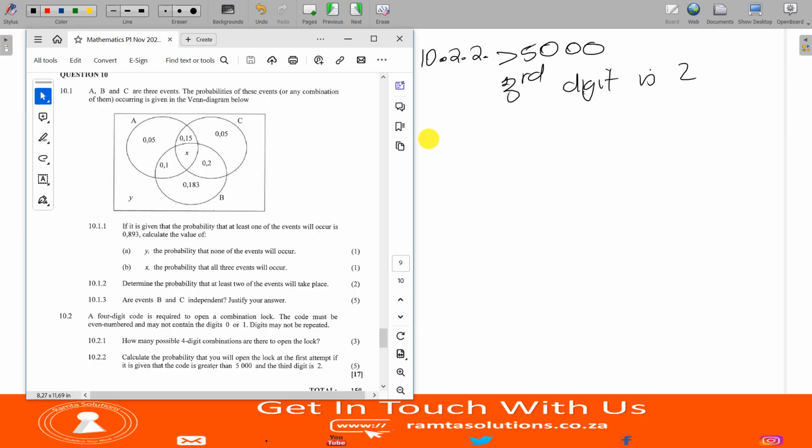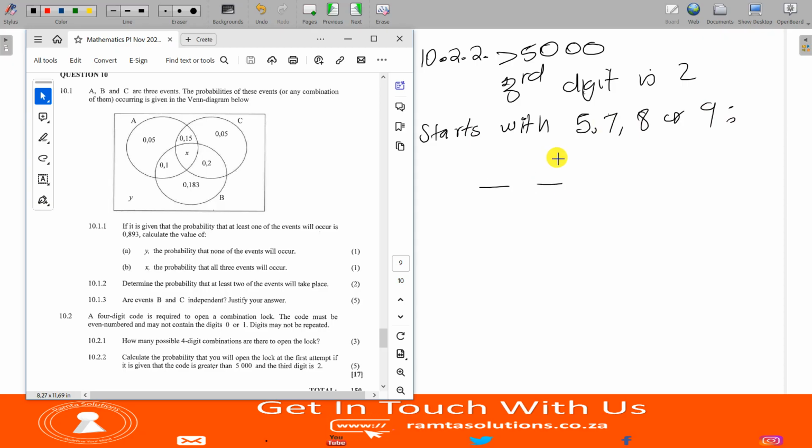So I want to say this. Let's say when the number starts with, because, no, not 3. It must be greater than 5. So 5, should I say 6? No, 5, 7, 8, or 9. When the code starts with 5, 7, 8, or 9, let's go.